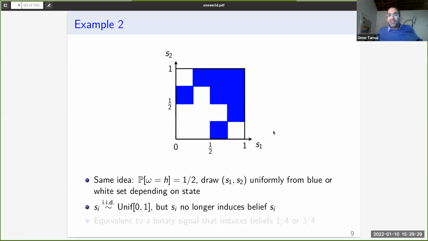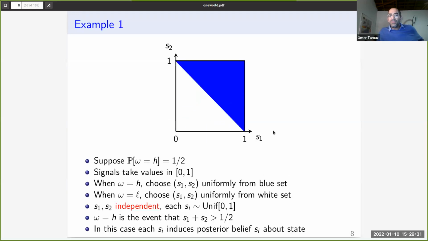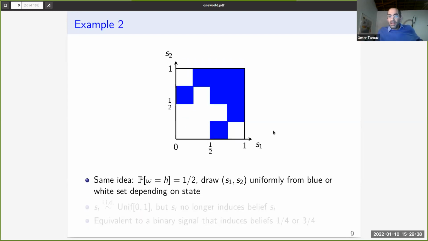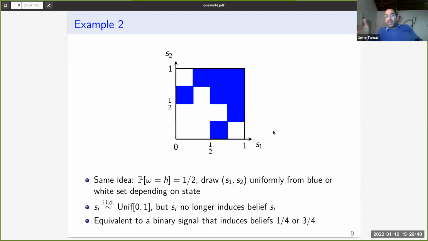So here, in this example, the belief distribution is not binary. It's uniform on [0, 1]. Here it's binary: I have belief either 1/4 or 3/4, each with probability 1/2. And you could ask, is it possible to have a private structure where my belief is either 0.9 or 0.1, each with probability 1/2? And that's impossible.